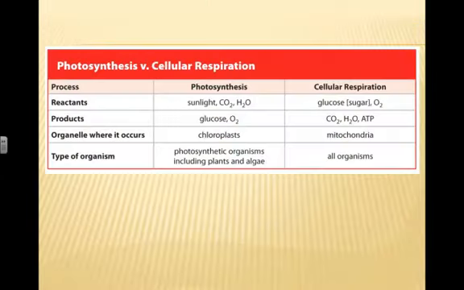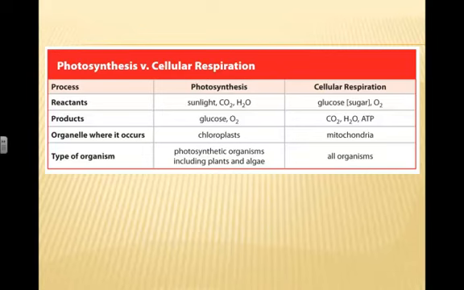Now this is important for you to know, this chart, so make sure for the quiz on Friday that you know this chart. The reactants are the intake, what is needed, the ingredients. So photosynthesis, we need light, carbon dioxide, and water. Cellular respiration, we need glucose, which is the sugar, and oxygen. The products are what are made by these processes. Photosynthesis, glucose and oxygen. Cellular respiration, carbon dioxide, water, and ATP.